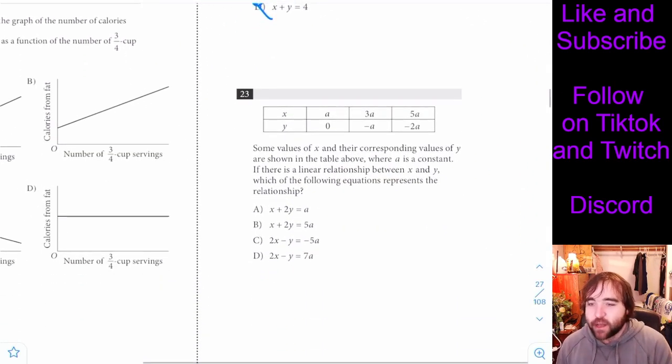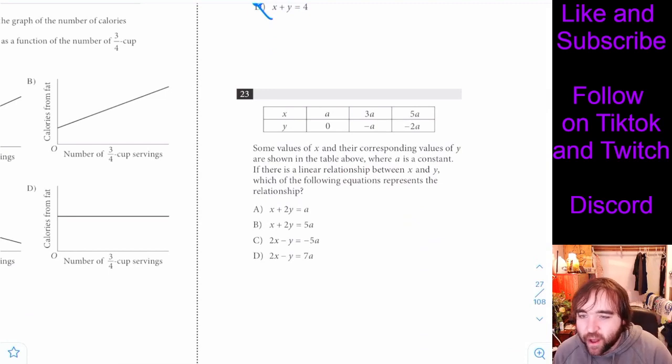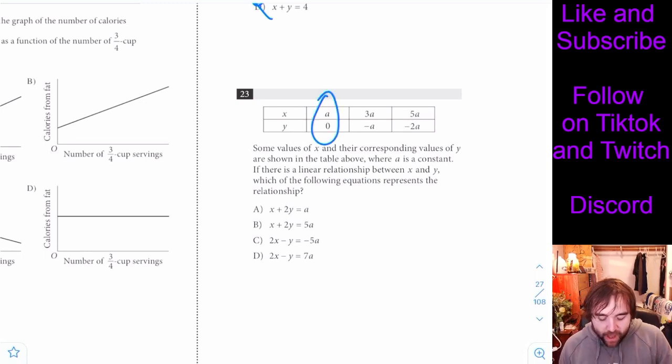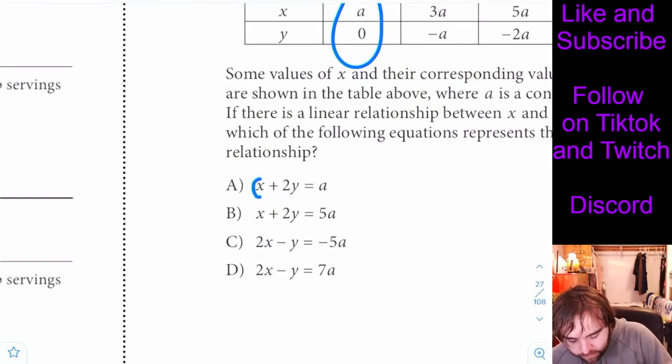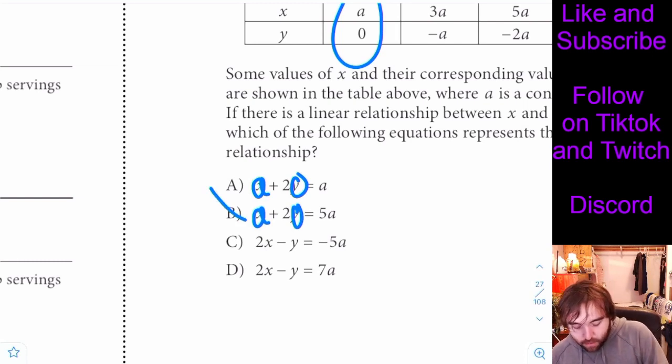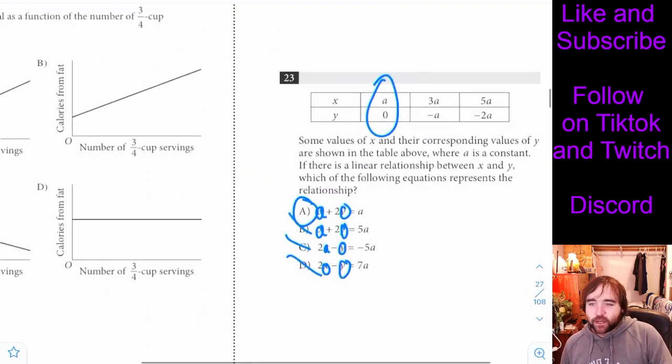All right, last one. Some values of x and their corresponding values of y are shown in the table above, where a is a constant. If there is a linear relationship between x and y, which of the following represents a relationship? So again, I would plug in. They don't give you points here, they give you a table, but it's the same thing. So when x equals a, y would have to be 0. So let's see which ones those work for. So when x equals a and y is 0, that works. The other three do not work. So right from there, it just has to be a.